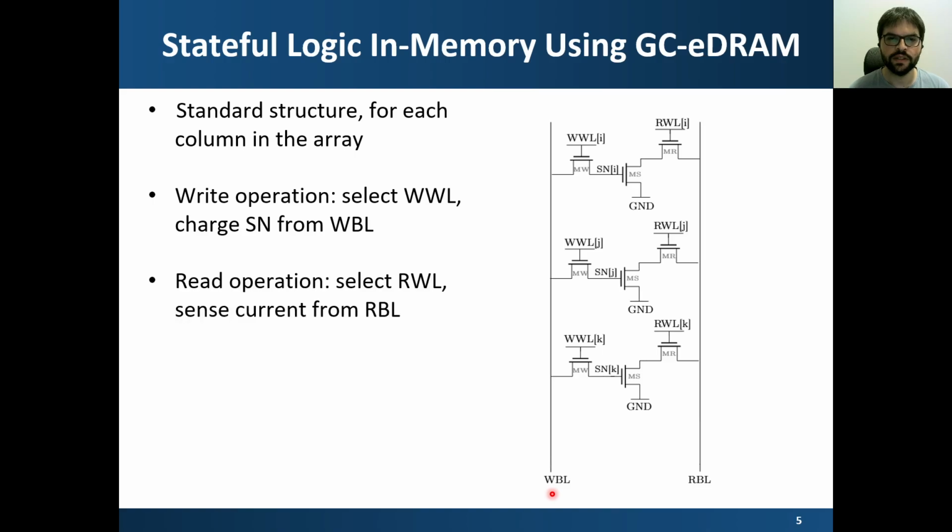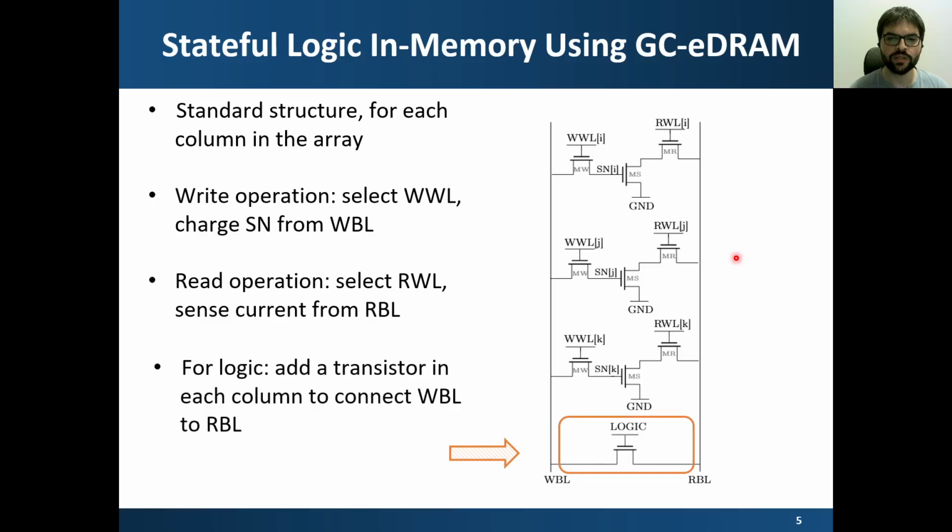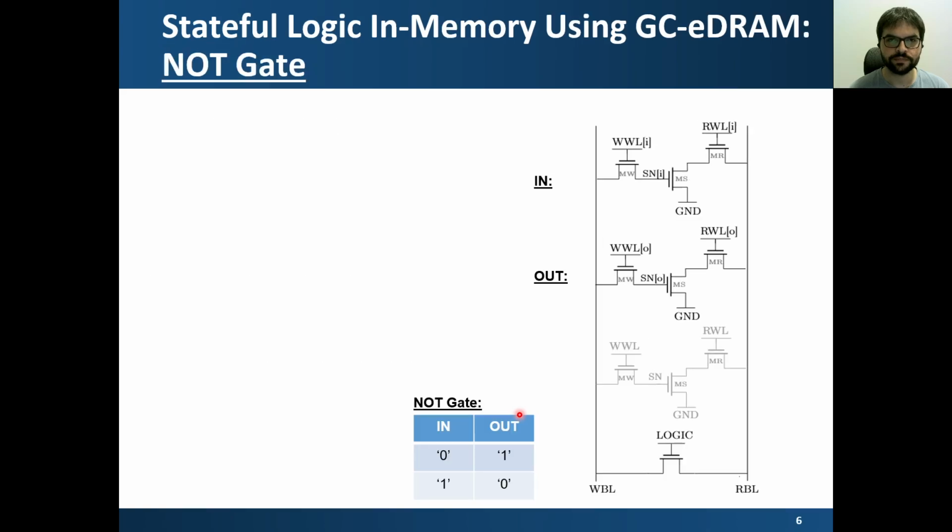And if we want to read, then we select a read word line, and we can sense the current passing through the read bit line. To add support for stateful logic, we add basically a transistor per column that connects the write bit line to the read bit line using the logic control signal. And this enables us the implementation of stateful logic operations in memory. How can we achieve that? So we show 2 logic gates. We'll start with a NOT gate.